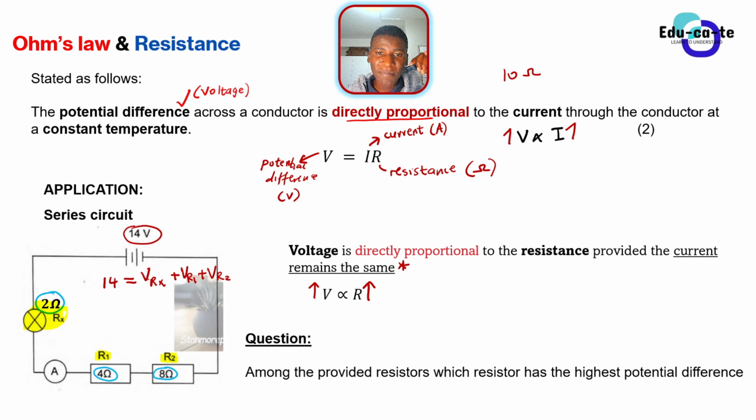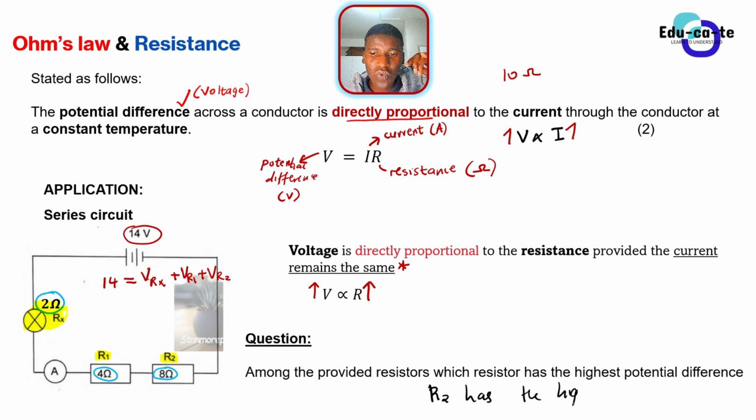So what does this mean? It means that R2 will receive the most voltage as well, because voltage and resistance are directly proportional to one another. Okay, that's what this law implies or intends to tell us: when you've got a greater resistance, then you would have a greater voltage or a greater potential difference. So amongst these 3, you would say that R2 has the highest potential difference.